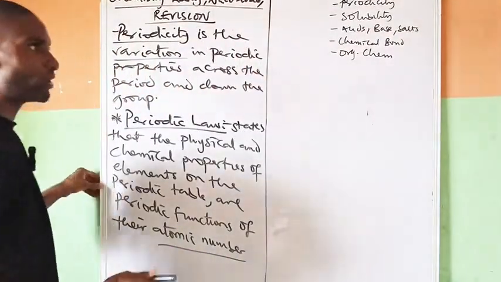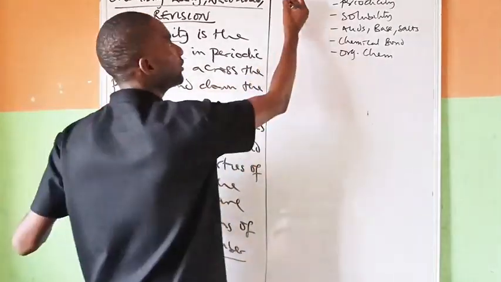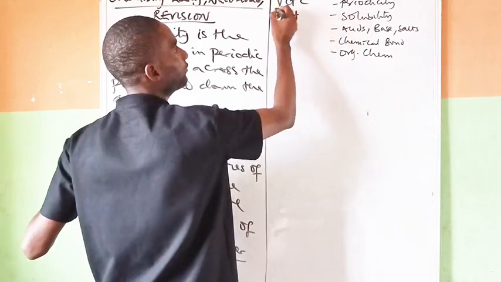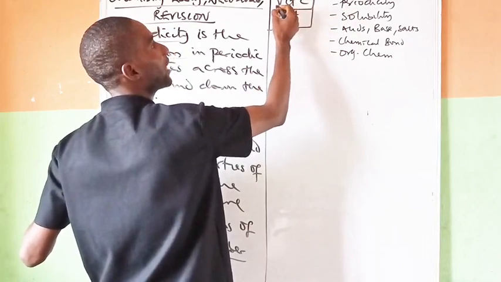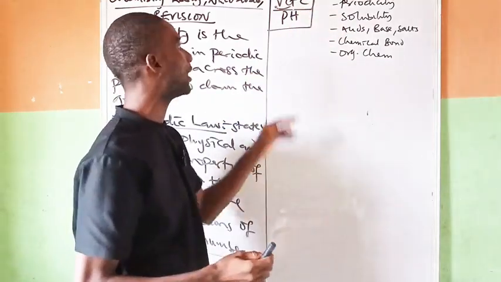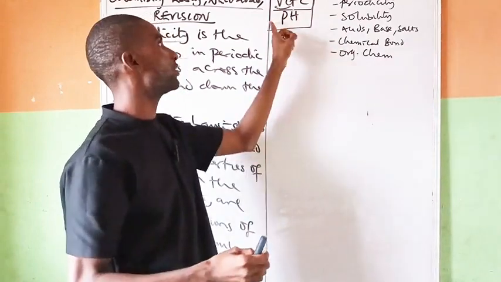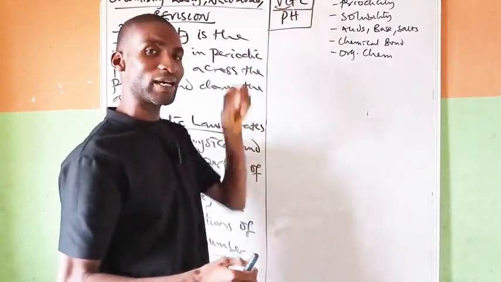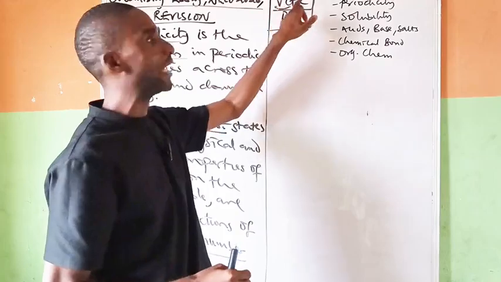Now, when we talk about period and group, the first thing I will give you is a mnemonic, which is VGC and pH. What is VGC and pH? VGC means groups are vertical. Groups are vertical in chemistry. Groups are vertical, periods are horizontal. pH is Port Harcourt, right? But in chemistry, it means periods are horizontal. VGC is a location in Lagos, Victoria Garden City. But in chemistry, it is groups are vertical.